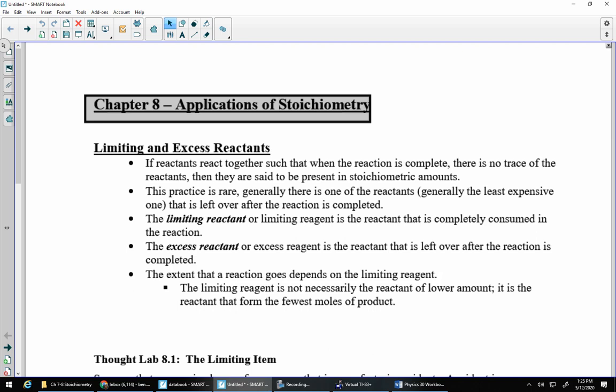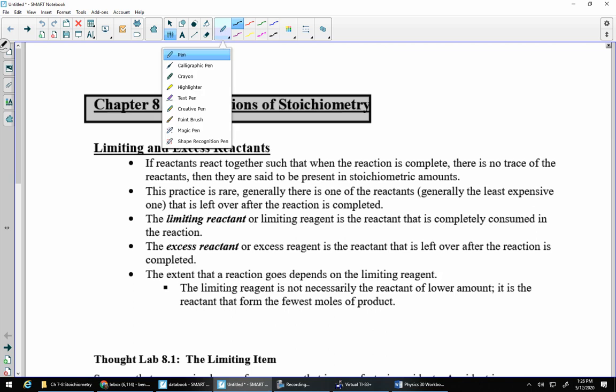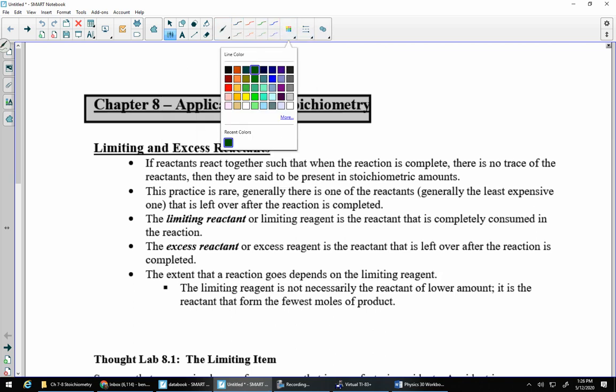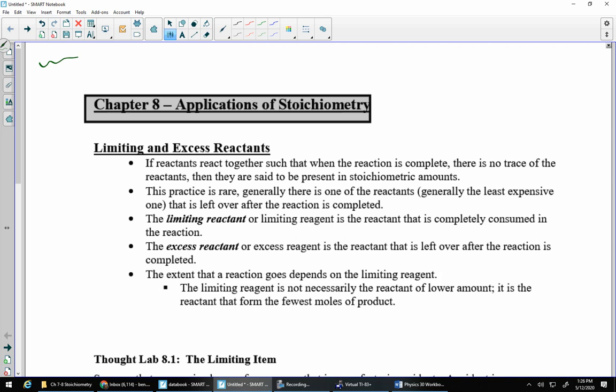Not that we're really following along with the textbook, but if we were, we would be in chapter 8. This is all about applications of stoichiometry. So the main applications that we're going to look at here are limiting and excess reagents. So it's more of a real world sort of situation rather than the perfect world that we looked at before, as well as a little bit of a look into titrations.